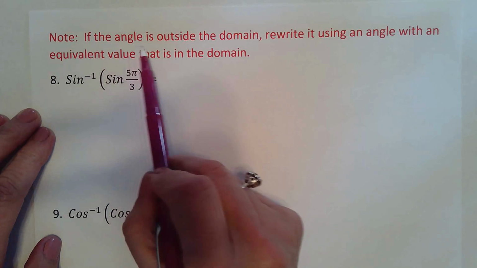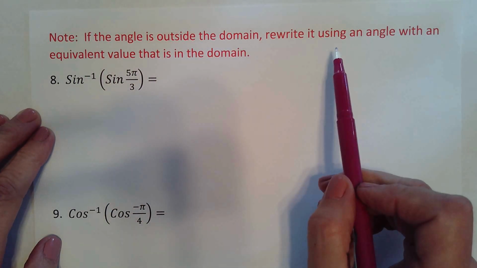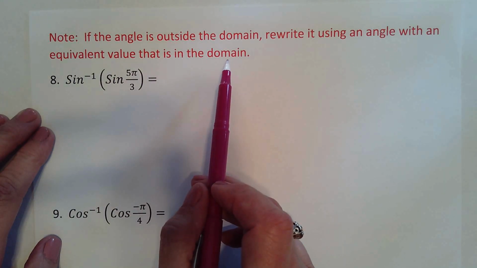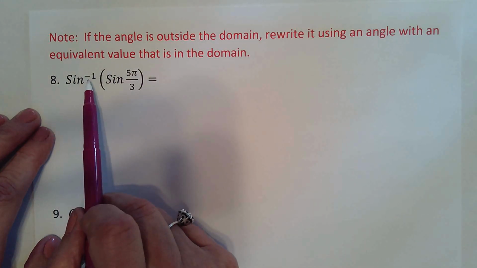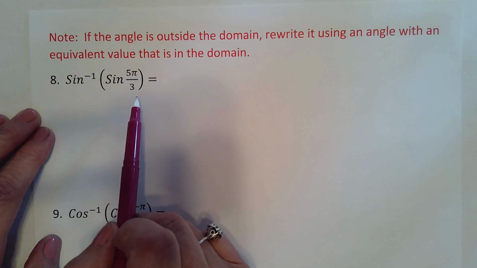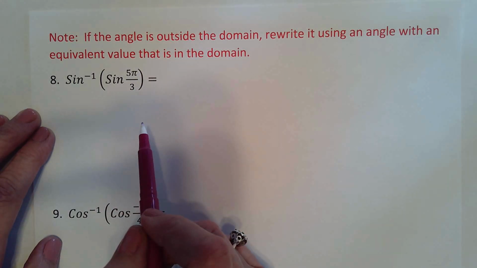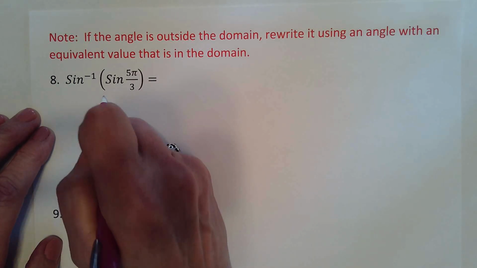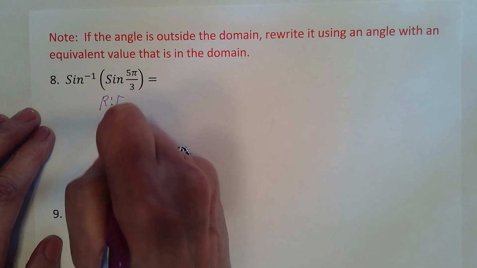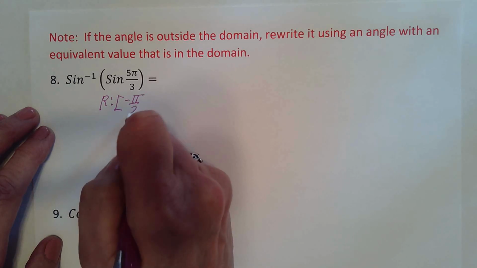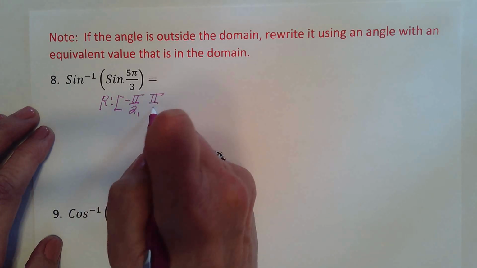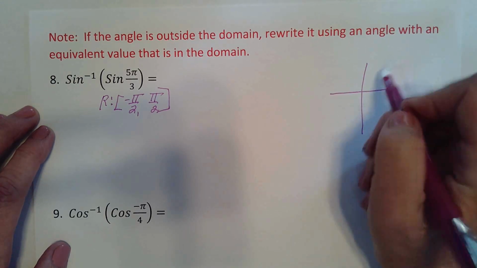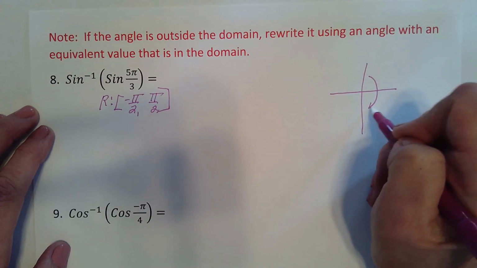Note, if the angle is outside the domain, rewrite it using an angle with an equivalent value that is in the domain. We have sine inverse of sine of 5 pi over 3. For the angle to be inside the domain, it must fall between negative pi over 2 and pi over 2. It is restricted to the first and the fourth quadrant.